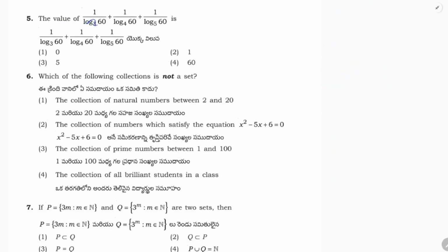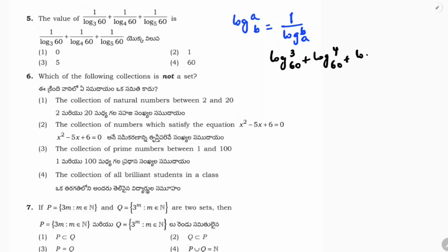The value of 1 by log 60 to the base 3 plus 1 by log 60 to the base 4 plus 1 by log 60 to the base 5. Now, 1 by log a to the base b can be written as log b to the base a. So 1 by log 60 to the base 3 is log 3 to the base 60, plus log 4 to the base 60, plus log 5 to the base 60.